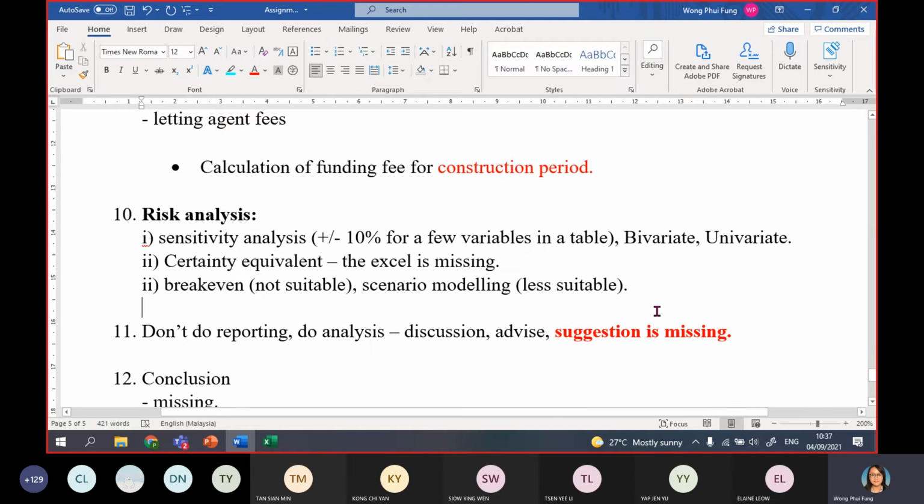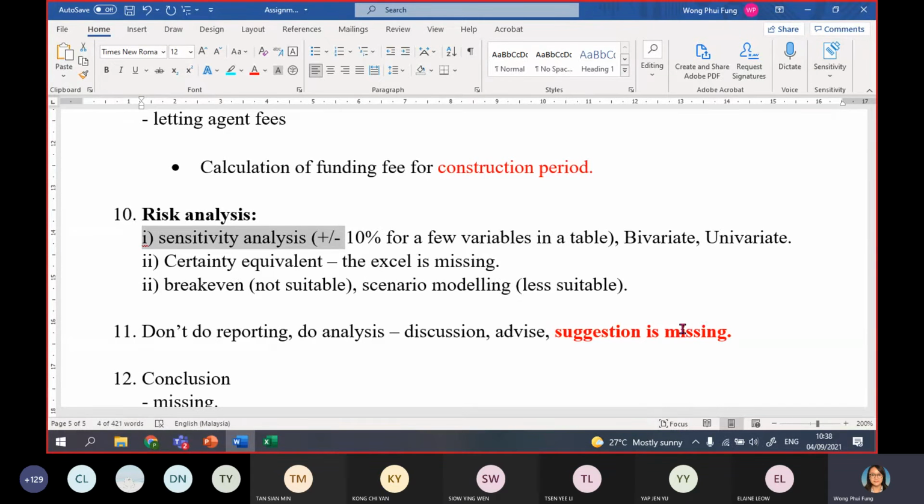Scenario modeling I would also say is less suitable, because how likely is it that the best and the worst scenarios can occur? So the best test to do is sensitivity analysis, plus or minus 10%, or plus or minus 5%. Then from the sensitivity analysis, you know that some of the figures are very sensitive, and then you can conduct bivariate and univariate analysis. Certainty equivalent you can also perform, but for some of the groups I found the Excel is missing, so I cannot verify.